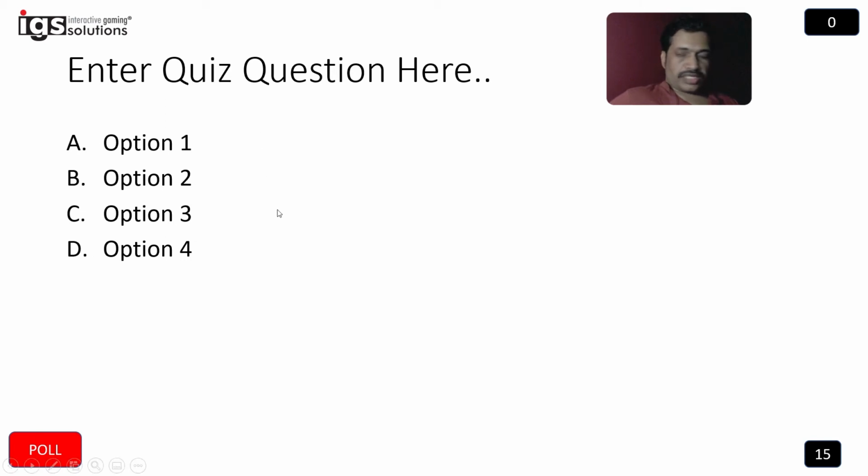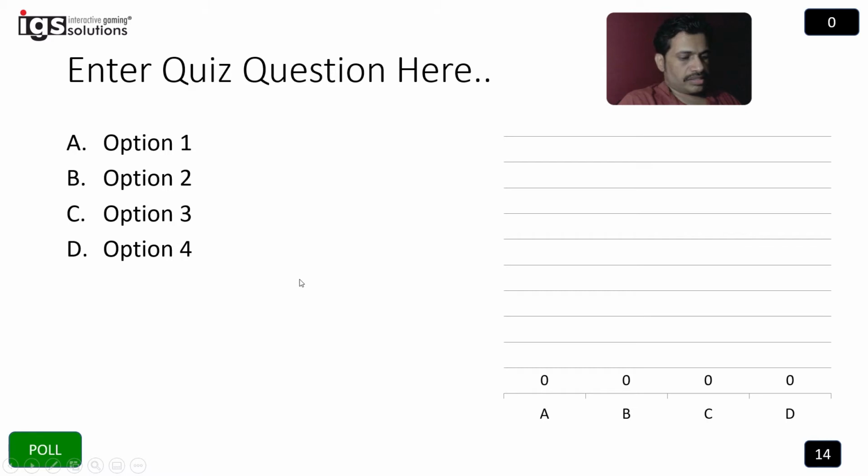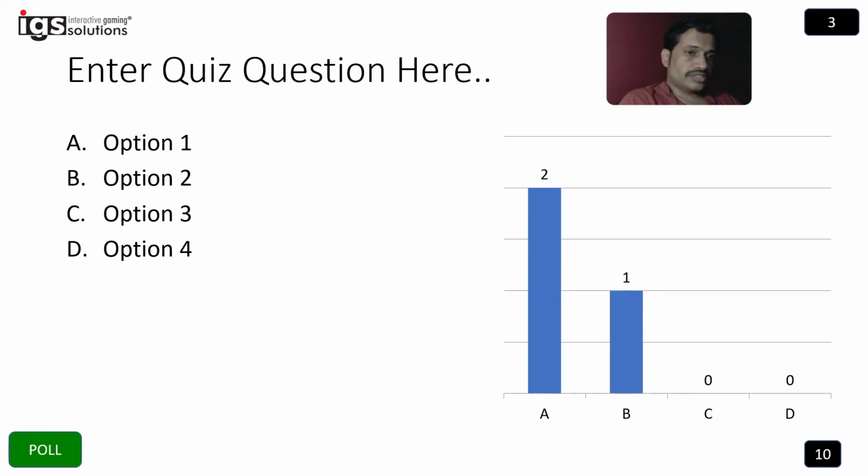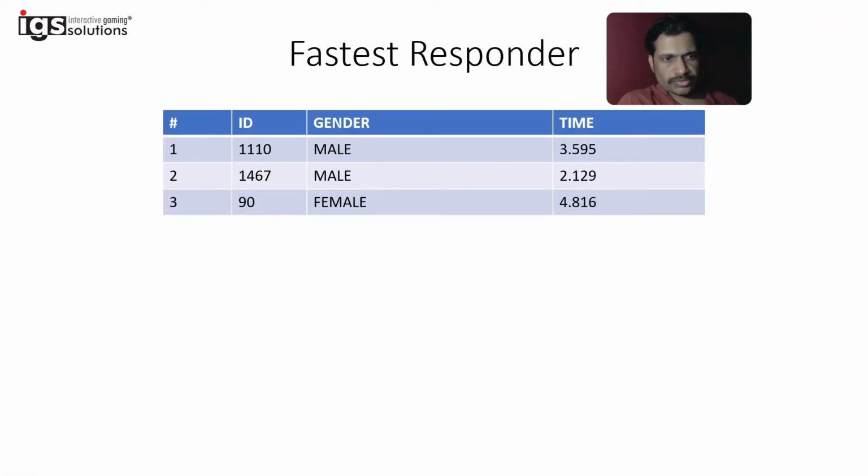Now I'm asking the question over here. The poll has started. I'll just answer. So you can see it's a real-time reply. That's because I had kept live polling on, so you saw the chart updating in real time. So I got the result. Now the next slide is our fastest responder. You can see the fastest responder over here.